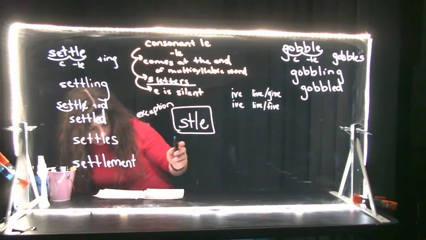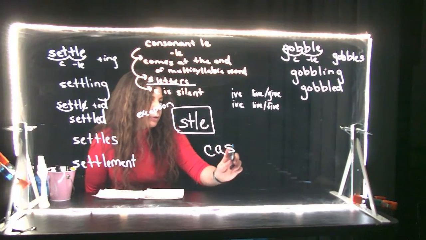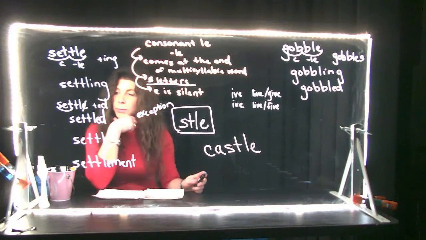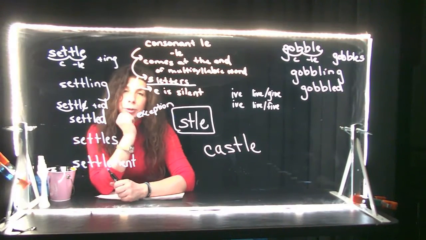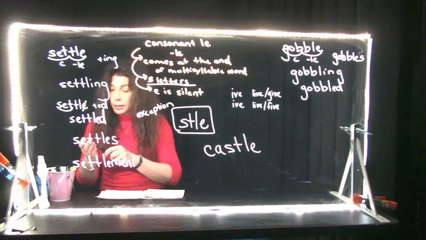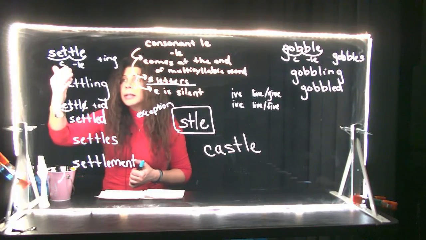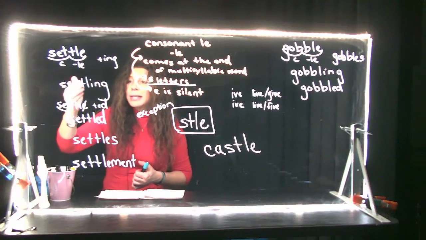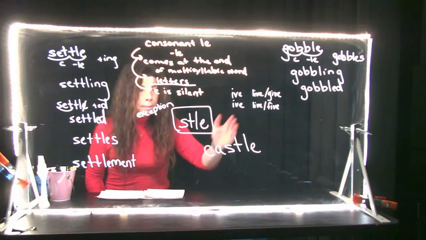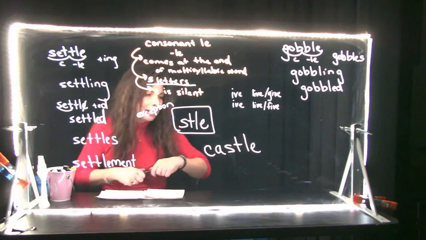So that exception is used in the word castle. Why is it an exception? Does anyone think they know why that might be an exception? You don't hear the T. In these words, you heard that T: set, toll, set, lean. You hear the B: gobble. In this word, you don't hear that T.